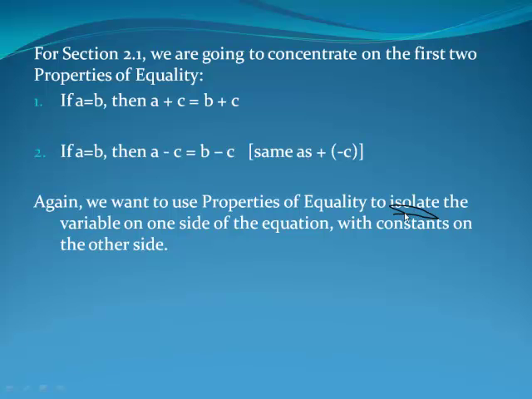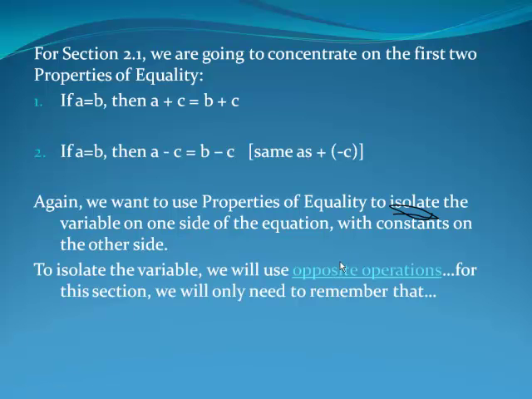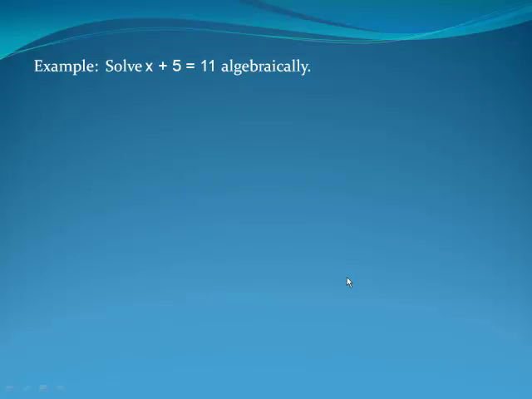Again, we want to use properties of equality to isolate the variable, and that's the key. We're looking to get that variable by itself, isolate the variable on one side of the equation with constants on the other side. To isolate the variable, we're going to use opposite operations to move stuff around. So if something is being added but we want it on the other side of the equal sign, we'll subtract it. If something is being divided on the variable side and we want to move it, we'll multiply it to both sides. For this section, we will only need to remember that addition and subtraction are opposite of one another.